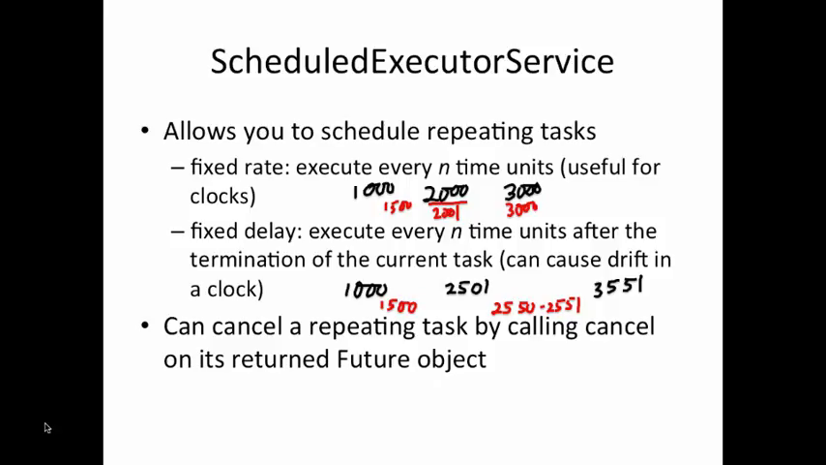But on the other hand, if we're doing something like a simulation, that's what we desire. We may not want the next action to start until n time units after the current one has finished. So fixed rate might be good for a clock. Fixed delay might be good for a simulation. And then we can cancel a repeating task by calling cancel on its returned future object.